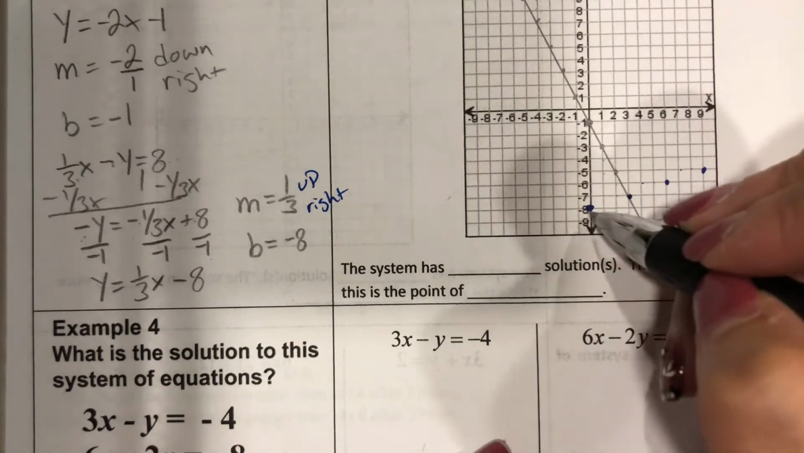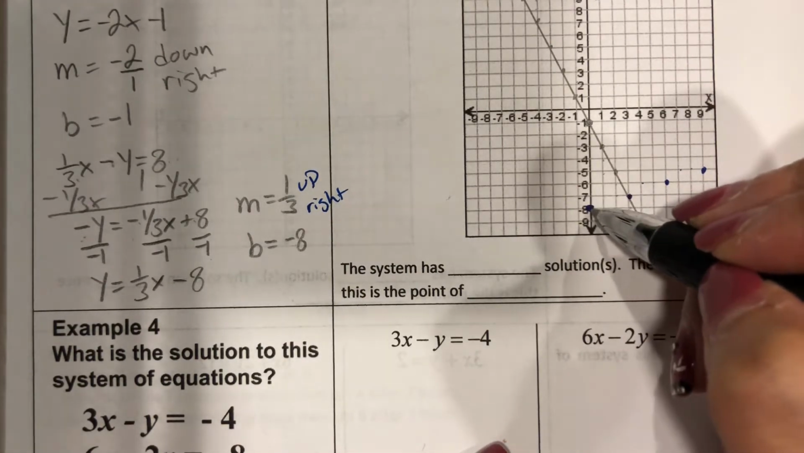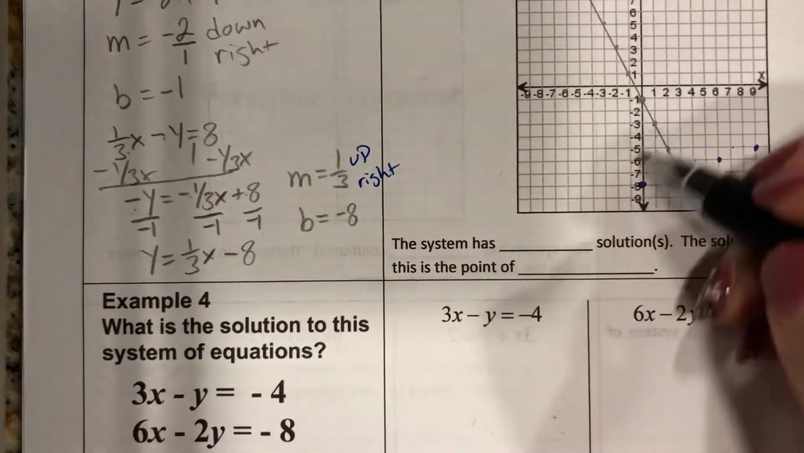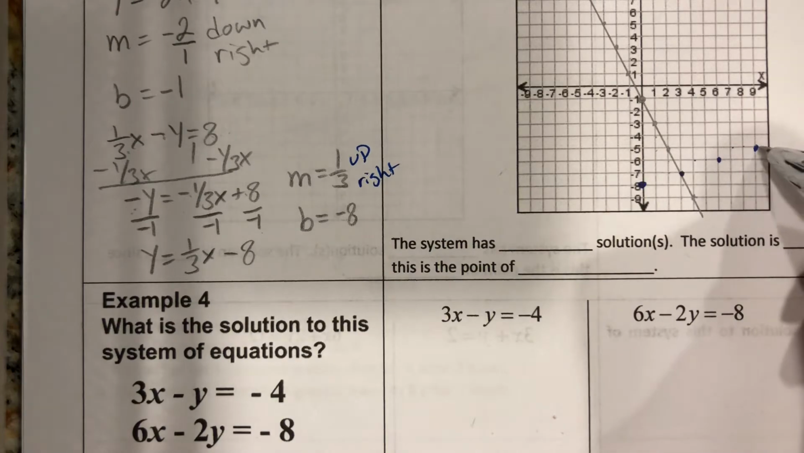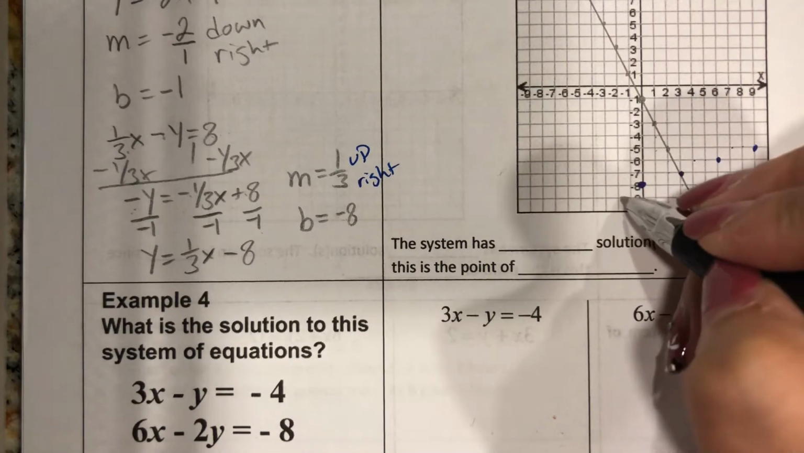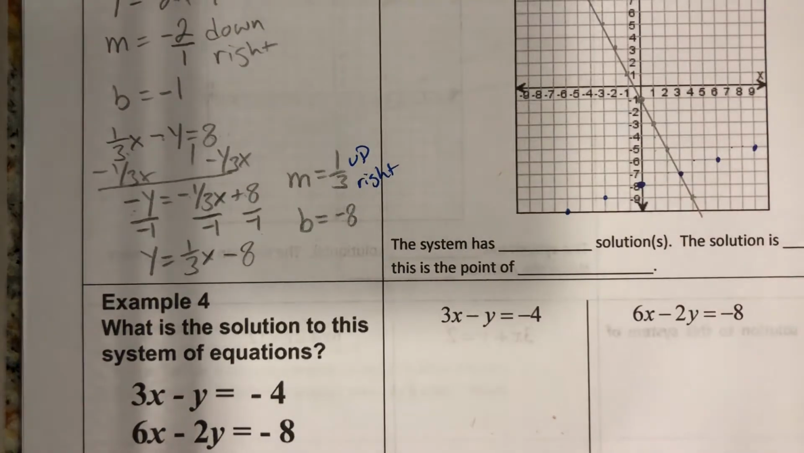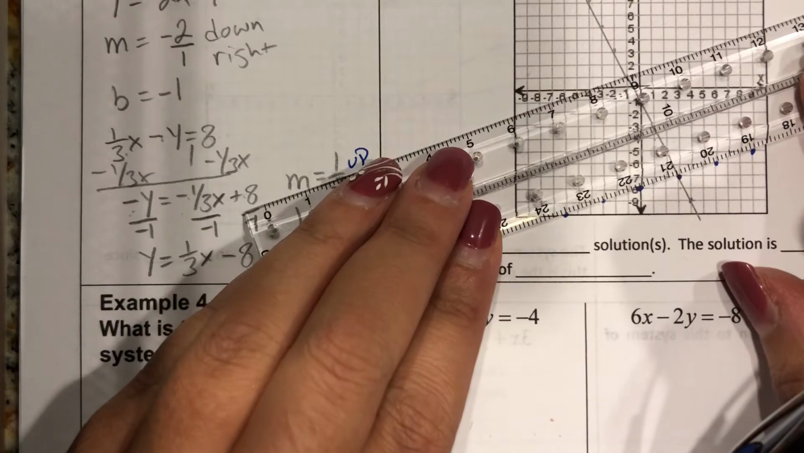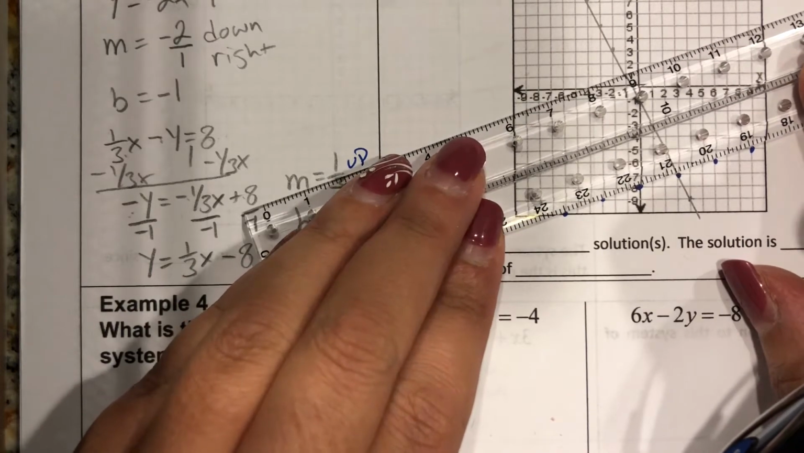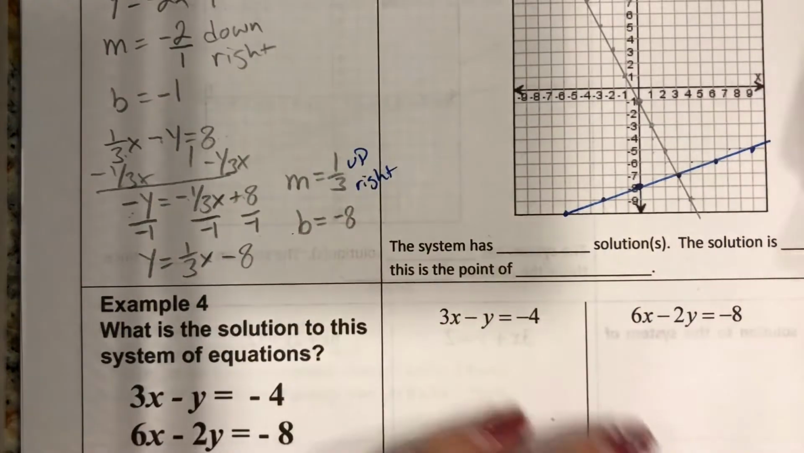All right, so what we were doing before my alarm turned off my video was that I plotted the -8. I went up 3 to the right, up 3 to the right, up 3 to the right, or I can go down 1, 2, 3, down 1, 2, 3. And then use my ruler. And there we go.